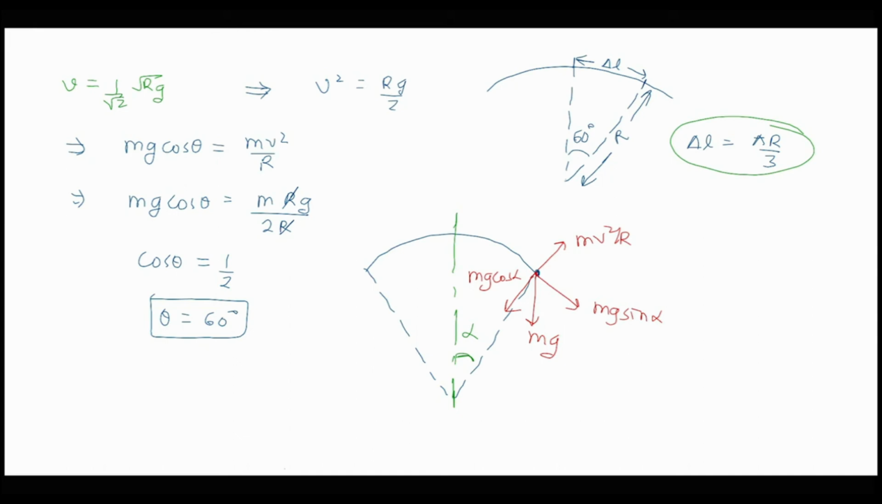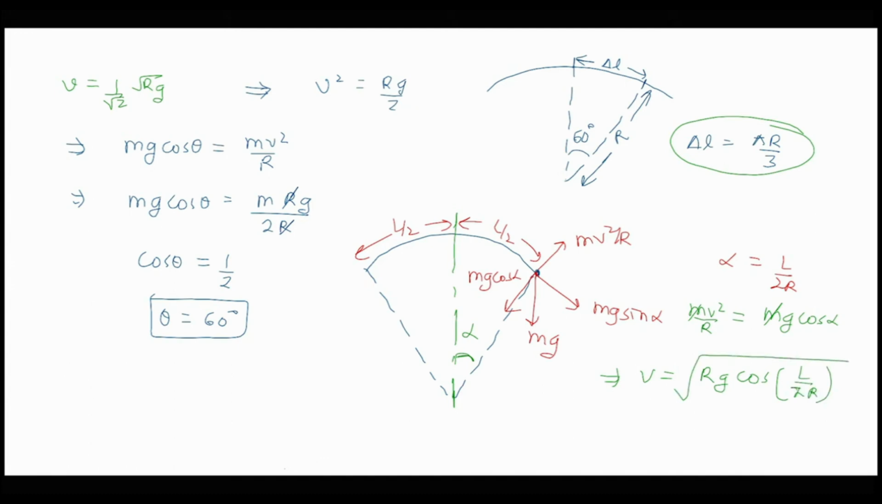So at the end of the bridge, I can say that alpha is equal to L by 2r, that is arc length upon radius. So the arc length is L by 2 and the radius is r. So alpha is equal to L by 2r. So we can say that for this portion it is important that mv square by r is equal to mg cos of alpha. So from here I can write that v is equal to the square root of rg cos of L by 2r. So this is the answer for the third part.